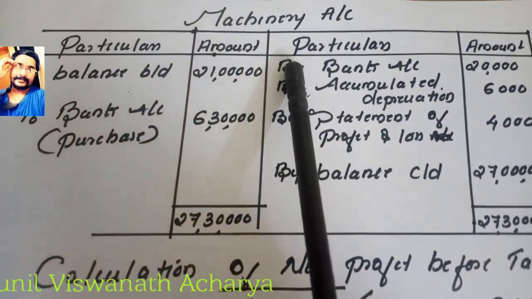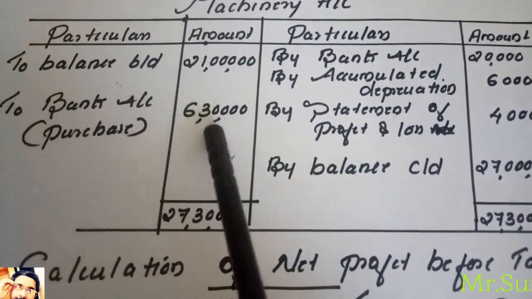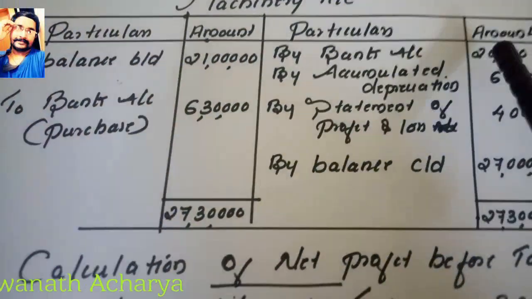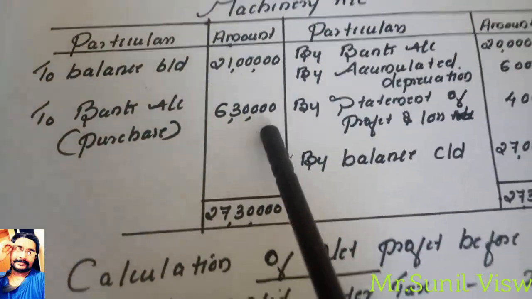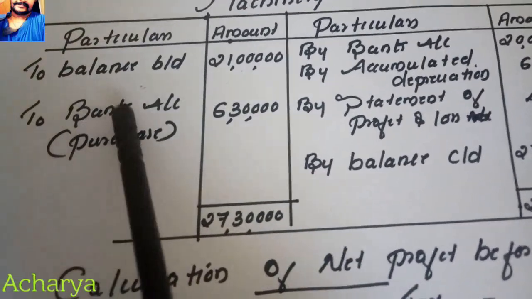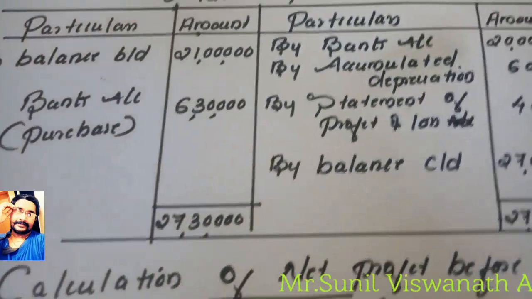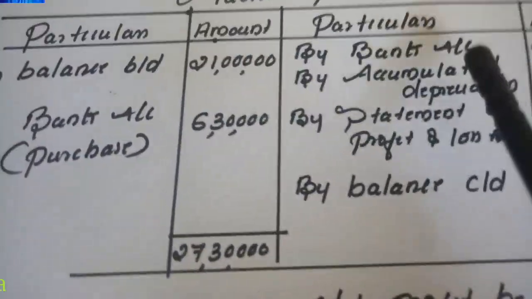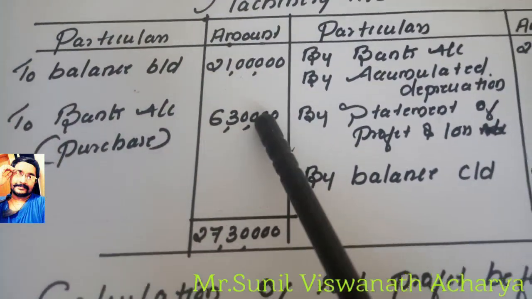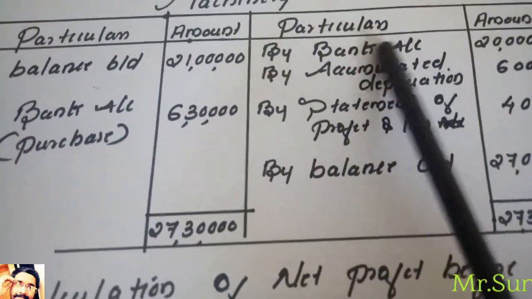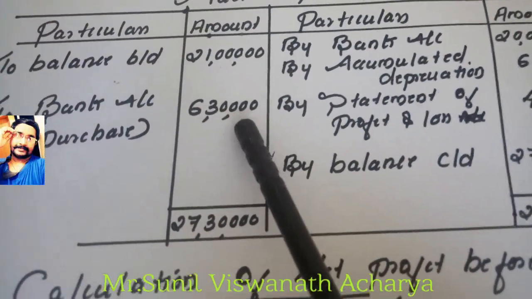On this side there is only one item, 21 lakh. From this 27 lakh 30,000, when you subtract 21 lakh, the balance is 6 lakh 30,000. As we already stated, if the credit side is more in an asset account, the balance will be the purchase. This year we purchased it through bank account. If this side were more, the balance would be the same. So when preparing investing activity: sale of machinery 20,000 inflow, purchase of machinery 6,30,000 outflow.